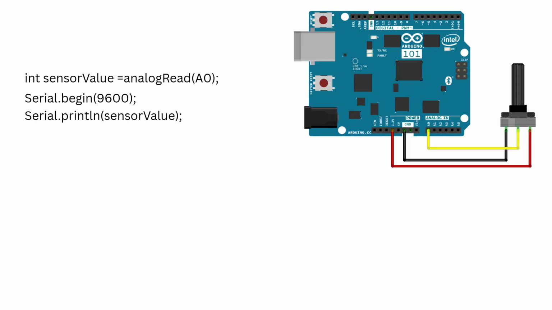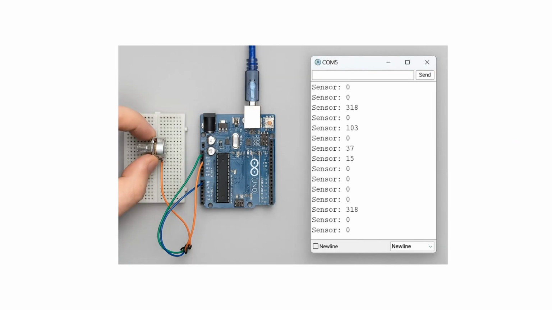Here I have connected a potentiometer to pin number A0 of the Arduino board. As I rotate it, the voltage changes from 0 to 5 volts and you will see the corresponding values 0 to 1023 printed in the serial monitor. This is super useful when you want to measure changing inputs, for example, light intensity or temperature.